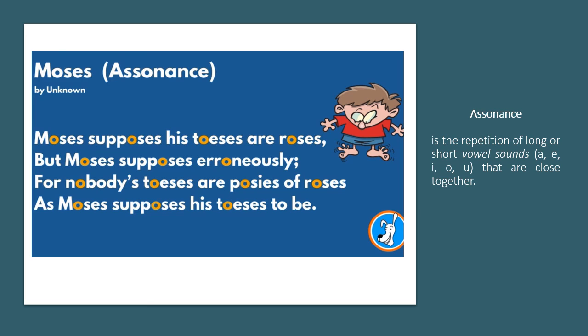All right, so now we have assonance. Assonance is the repetition of long or short vowel sounds. So this time it's still repetition, but instead of consonants, we have vowel sounds. Again, they are usually close together. For example, in this poem: "Moses supposes his toes are roses, but Moses supposes erroneously, for nobody's toes are poses of roses, as Moses supposes his toes to be." So, as you can see, what's the vowel sound being repeated? Exactly. That's the vowel sound O. So this is assonance.